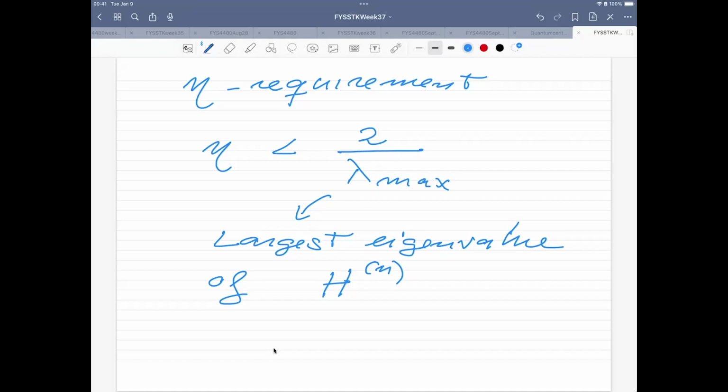Okay? So let's now go back a little bit. If you look back in the codes, the first codes which we had last week, we actually used this criterion to set the learning rate. And we saw also that if we broke that criterion, we got results which were wrong.